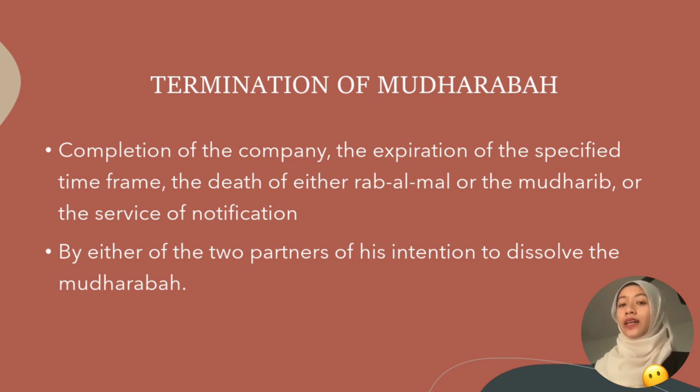On the other hand, the death of either the Rab al-Mal or the Mudarib dissolves it. When one of them dies, the contract will dissolve immediately. It is because the meaning of Mudarabah itself is partnership, so it needs a two-way contract. Last but not least, the intention of either of the two partners to dissolve the Mudarabah.